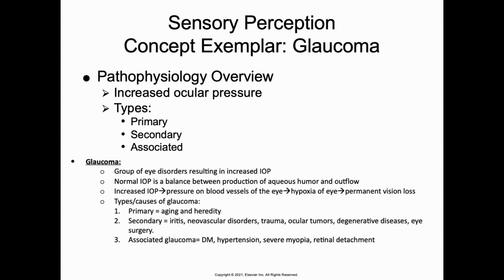And then you have associated. Think of it like this. It is associated with something. All right. So diabetes, hypertension, things like that. Secondary is something happened that's making it. So like trauma, ocular tumors, think of things like that that are not comorbidities. It's characterized by increased intraocular pressure that involves gradual painless vision loss that can lead to blindness if untreated. So it's very important that we treat it.